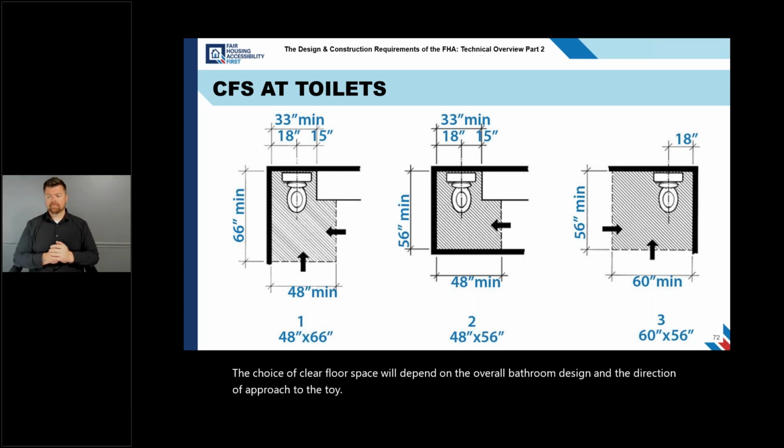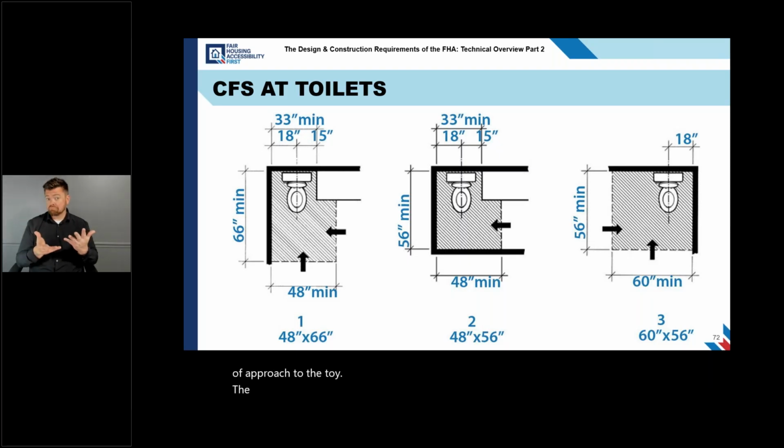Three options are: 1, a 48-inch by 66-inch for a forward and side approach, a 48-inch by 56-inch for a side approach, and a 60 by 56 fully accessible for a side or forward approach.